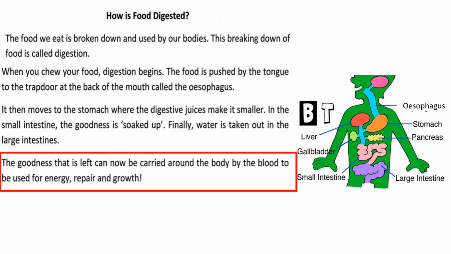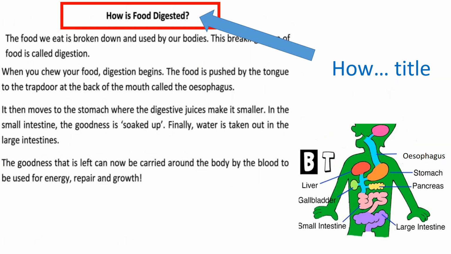The goodness that is left can now be carried around the body by the blood to be used for energy, repair, and growth. Explanations have a how title. It could be a question, like in this example, or it could be how food is digested. Some explanations have a special name, like the water cycle or the life cycle of a butterfly.